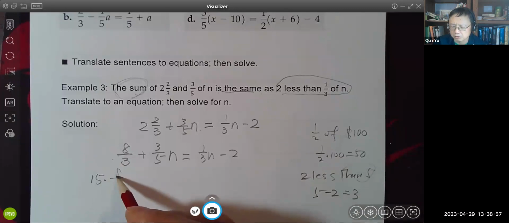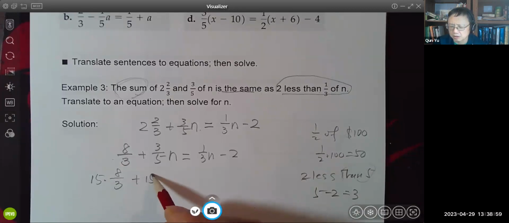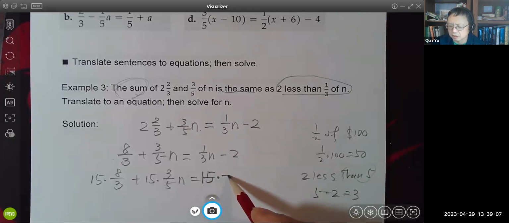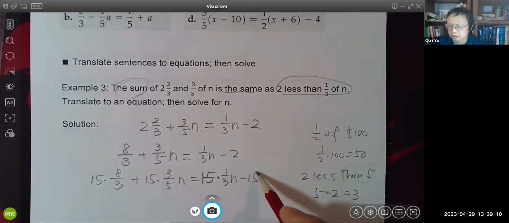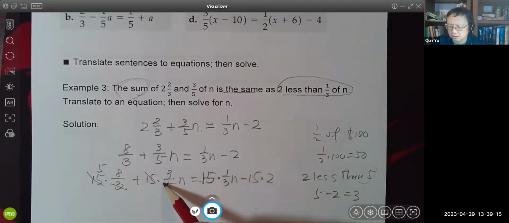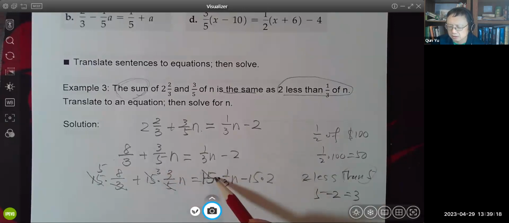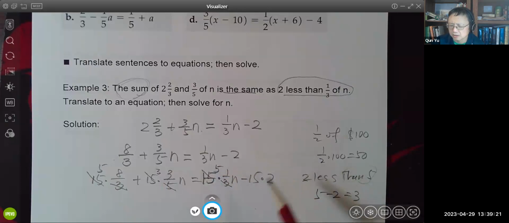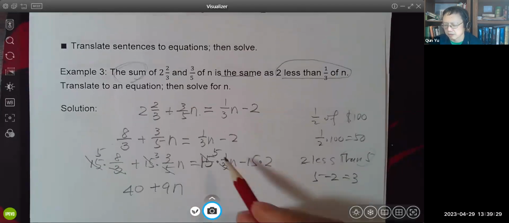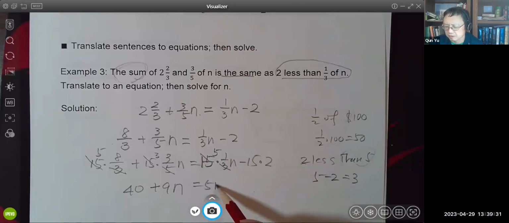15 times 8 over 3 plus 15 times 3 over 5n equals 15 times 1/3 of n minus 15 times 2. So cancel, we get 5. Cancelled, we get 3. Cancelled, 5 again. So 5 times 8, 40. 3 times 3, that is 9 times n. 5 times 1, still 5. And minus 30.